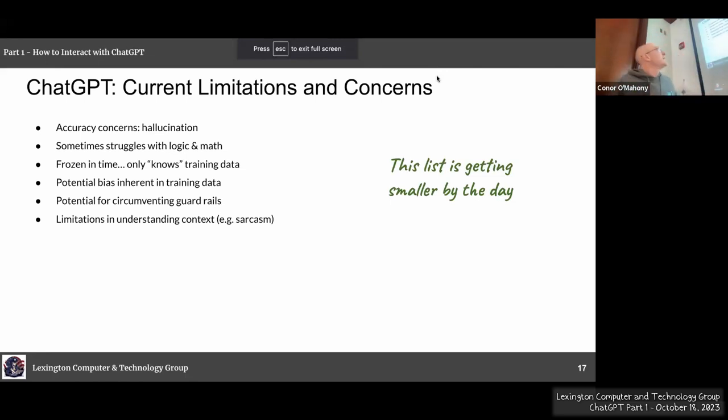So, this is interesting. When I originally put together these slides in the springtime, this was actually quite a full chart. As time goes by, there's less information in this chart. But there are a number of limitations and concerns. There's accuracy concerns, there's cases of hallucination. It struggles with logic and math. The reasons why will become apparent when we deal with the architecture. Once you see it, you'll be like, ah, I get it now. Of course it struggles with logic and math.